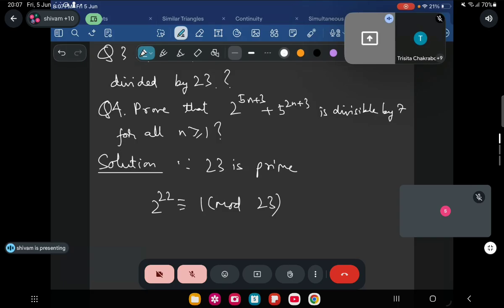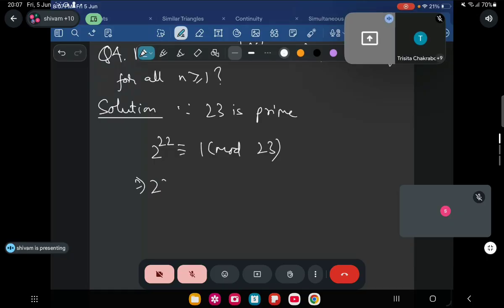I need 41 in the power, right? So what I have to do is, I need 19 more 2's, right or not? Achha, so from here, can I say that 23 divides 2 to the power 22 minus 1? Right or not? Yes, sir. This implies 23 divides 2 to the power 11 minus 1 or 2 to the power 11 plus 1.